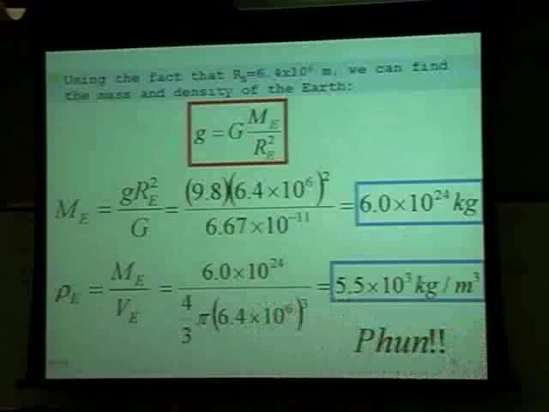And that's a lot of fun. Anytime that you can figure out stuff about your physical world, that's a whole lot of fun.